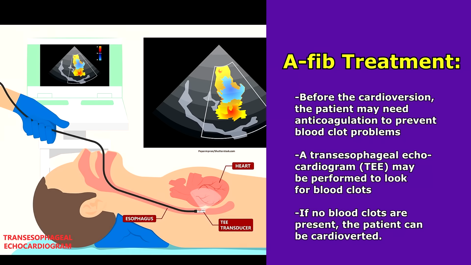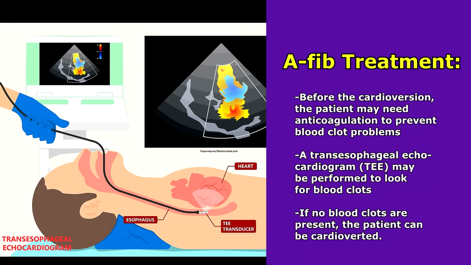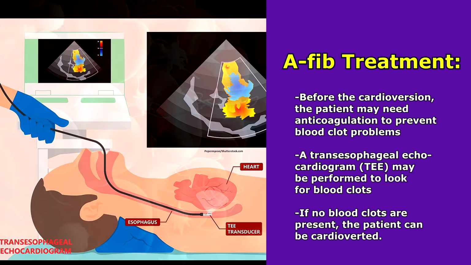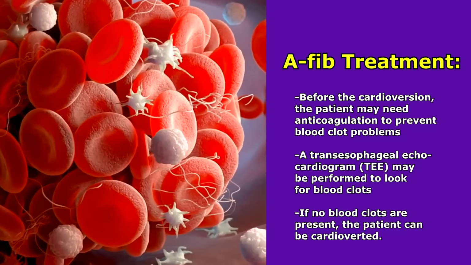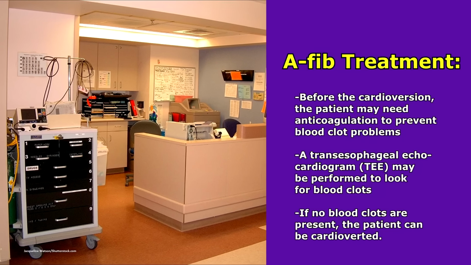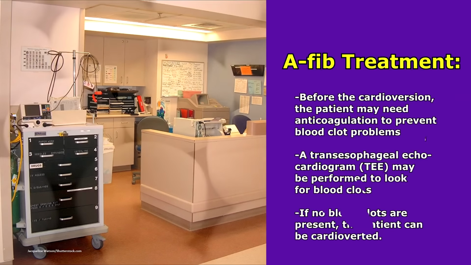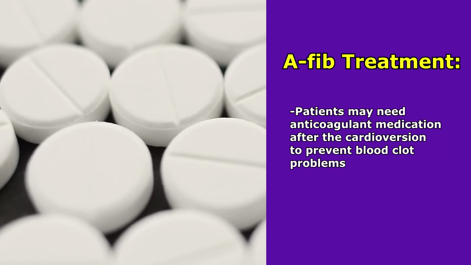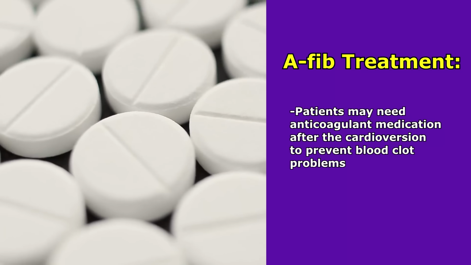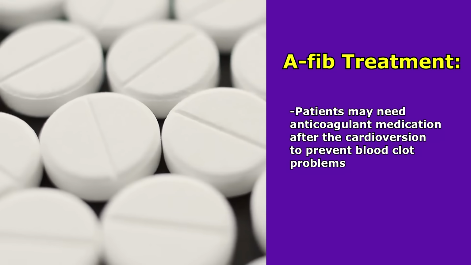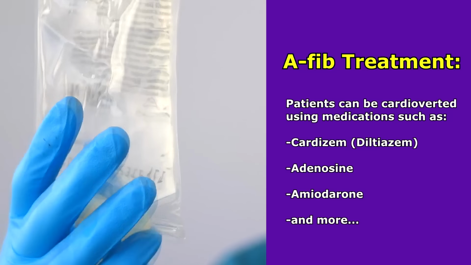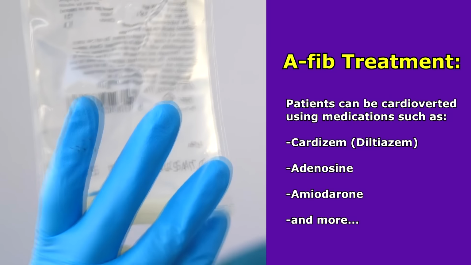They go through the patient's mouth, down through the throat, and they will go behind the heart through the esophagus, and they can take pictures of the heart and see if there are any blood clots present in the heart. And if the patient doesn't have a blood clot, they can be cardioverted. Now, after the cardioversion, patients may need some type of anticoagulation for several weeks after the procedure to prevent any blood clot problems. Now, patients can also be cardioverted through pharmacological methods instead of through electrical methods.